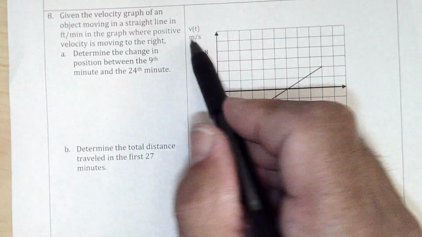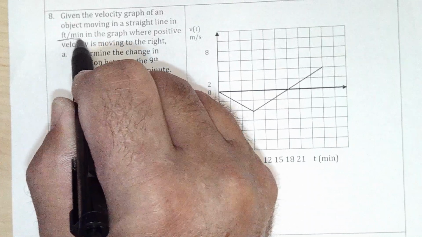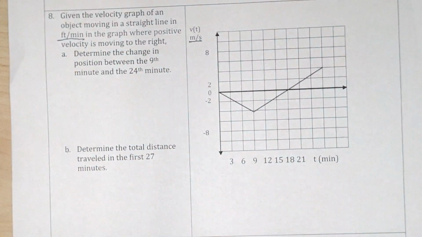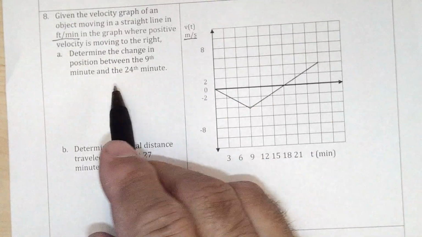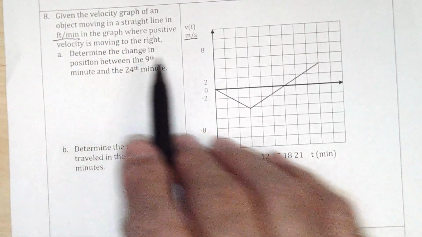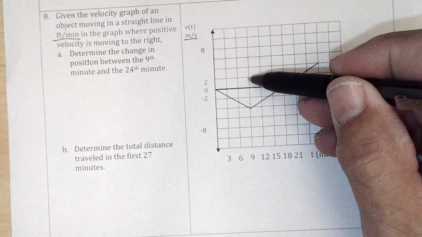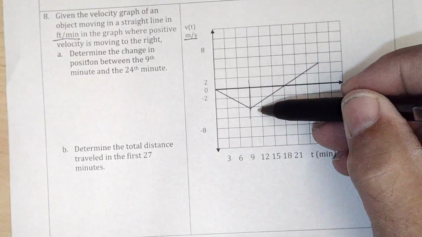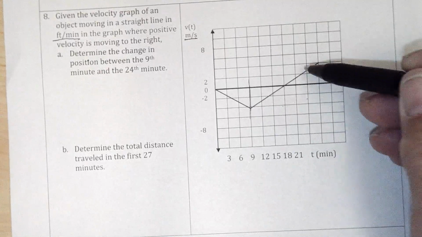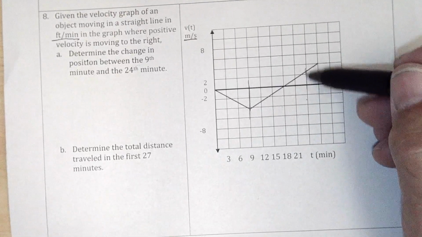So we have a graph, and I made a mistake here. I said feet per minute here and meters per second here. So I'll have to accept either feet or meters in our answer. Determine the change in the position between the 9th, 12th, 15th, 18th, 21st, 24th minute right there.